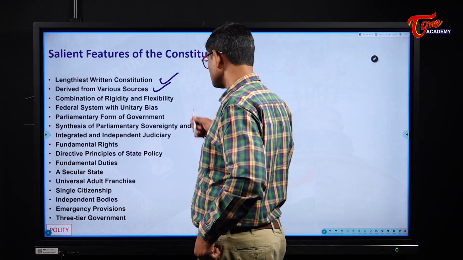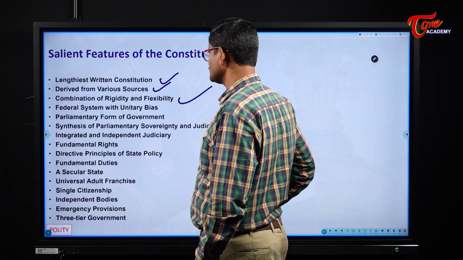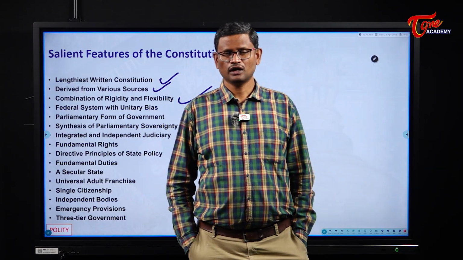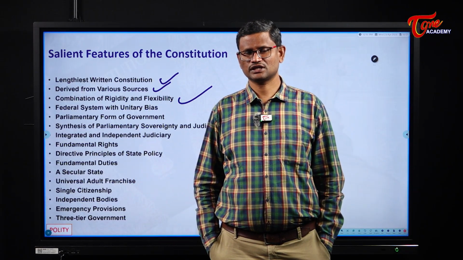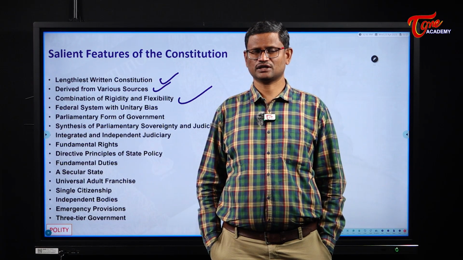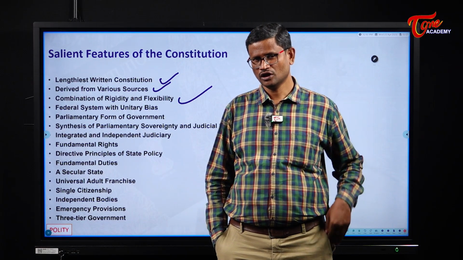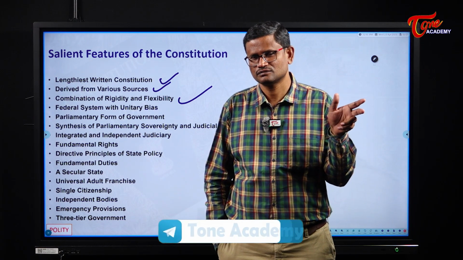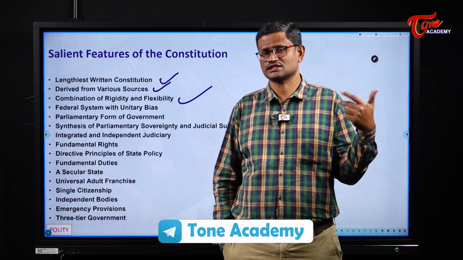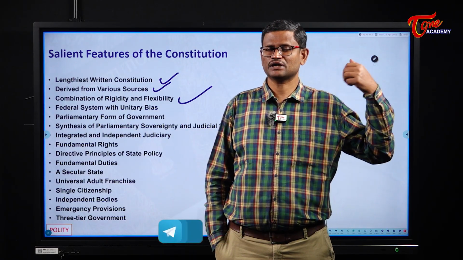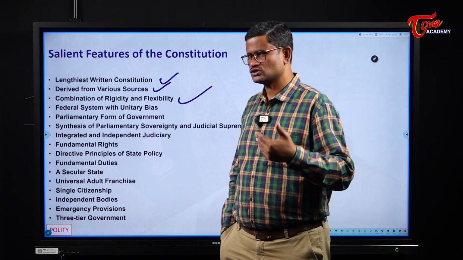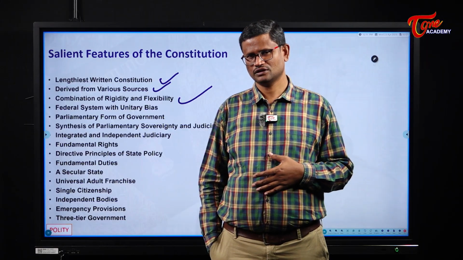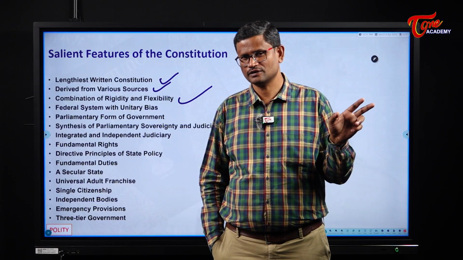Then, if you take the third one, it is a mix of rigidity and flexibility. This I told you. All the classical federations which existed till then, like the Australian Constitution, American Constitution, Swiss Constitution, have one very big disadvantage: they are very rigid, which means they cannot adapt to the changing circumstances of time. Amending them becomes very difficult.